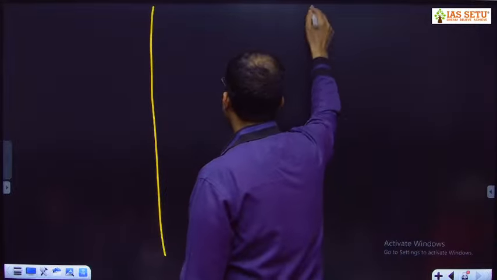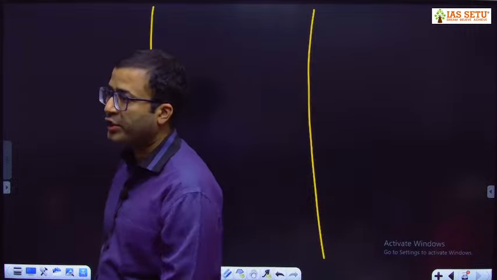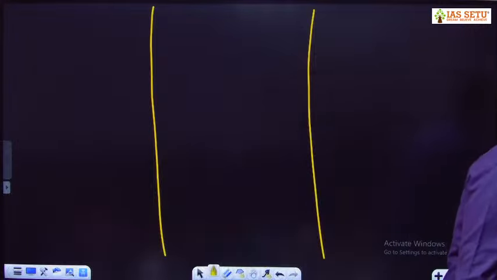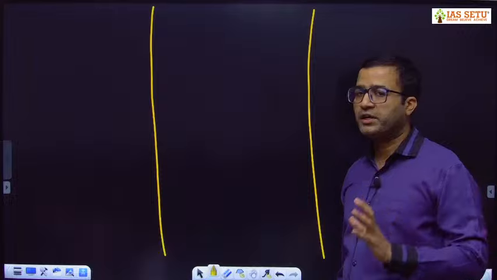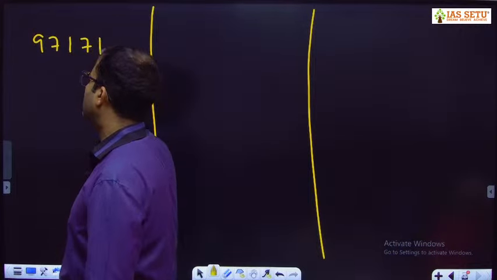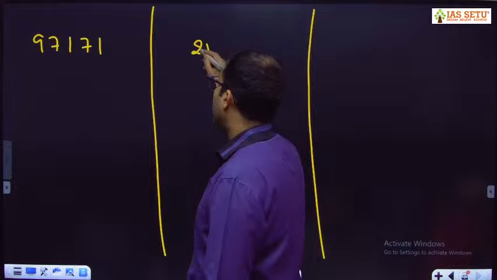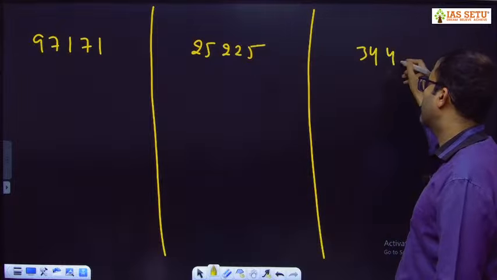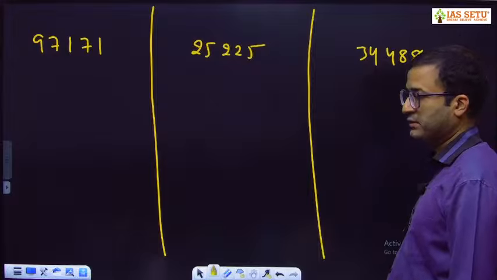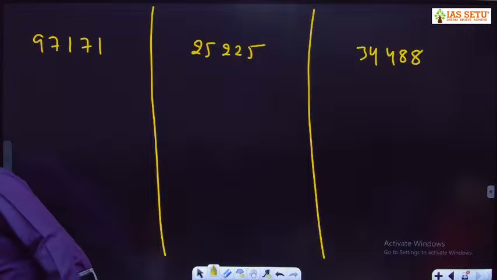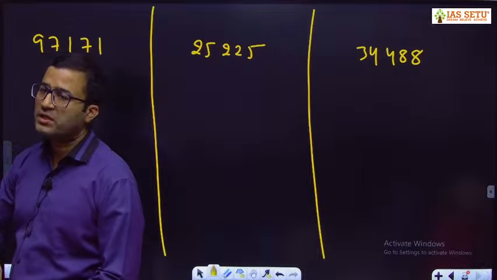Now here I ask you 3 numbers, take your time, you check divisibility by 8. If it is divisible, you write yes. If not, you find the remainder. So here: 97,171; 25,225; 34,488. Check if the numbers are divisible by 8, yes or no. If no, find the remainder. If yes, perfect.